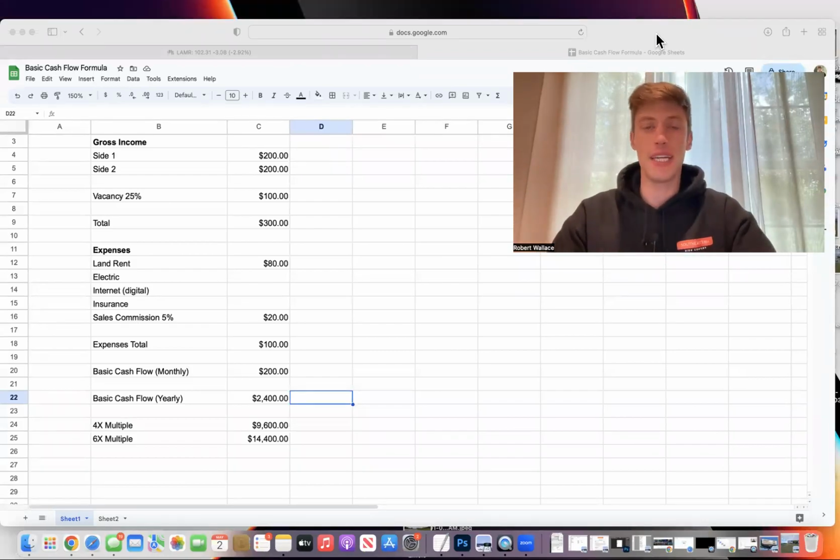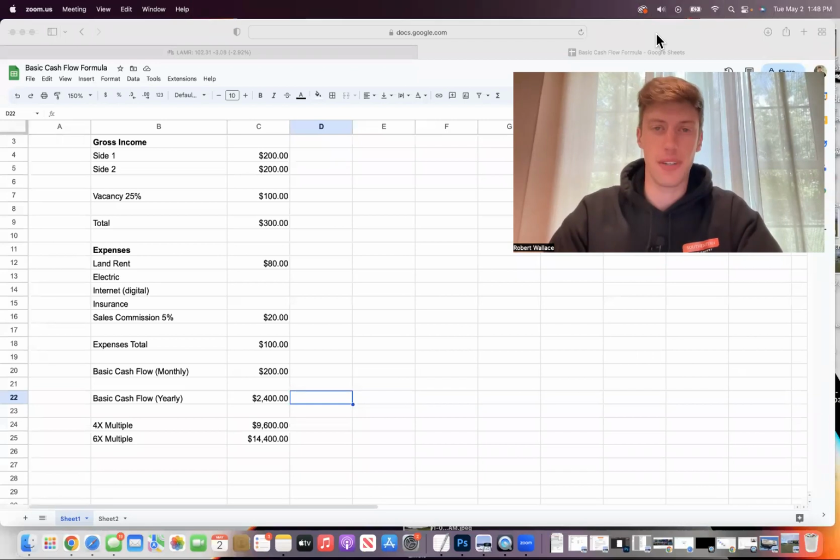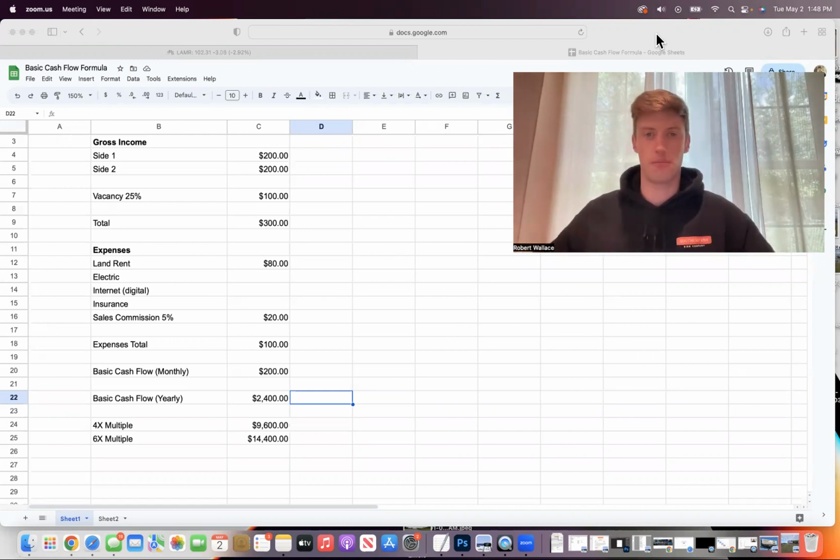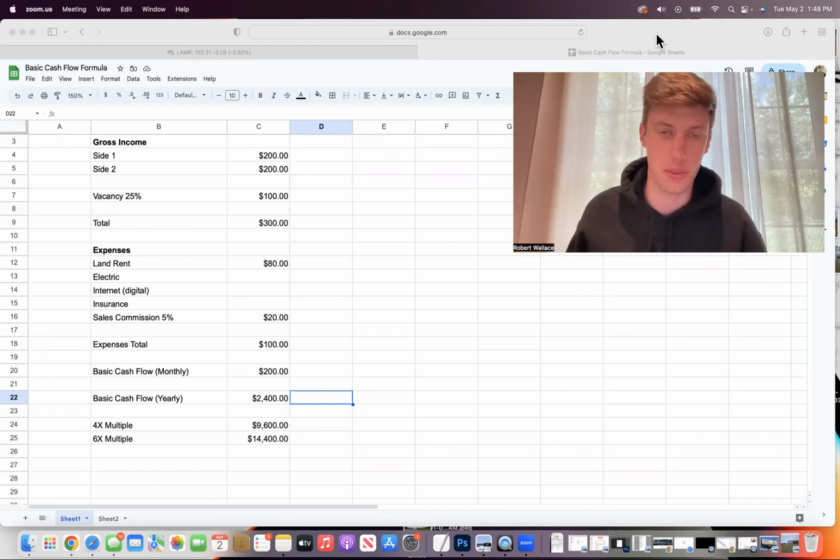All right, so today we're going to be talking about how to value a billboard business and the different tiers that go into valuing a billboard business. Basically, all billboards, whether it's an individual billboard or hundreds of billboards or thousands of billboards, they're all valued on one metric, and that's called the basic cash flow formula.